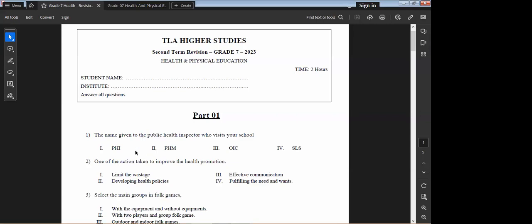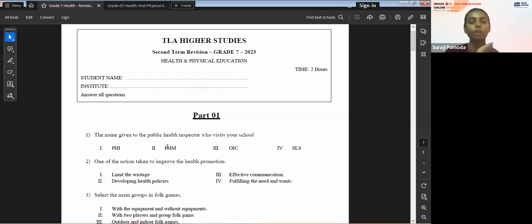PHI. Yes, good, PHI, right? The easiest way, if you were given something like abbreviations, is to go to the question and see the first letters of each word, right? You know that. Public health inspector, here PHI, right?